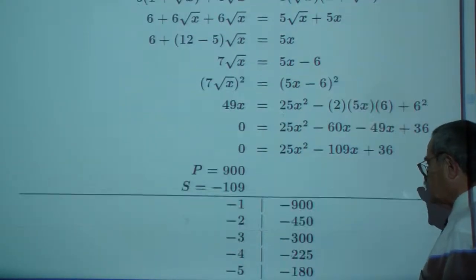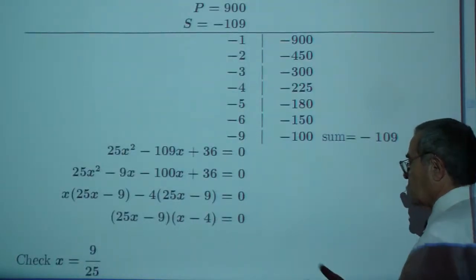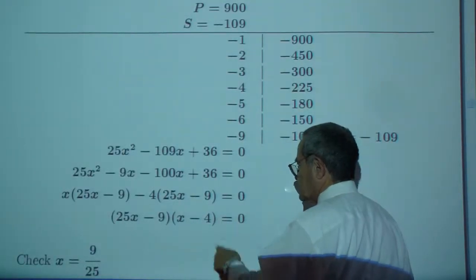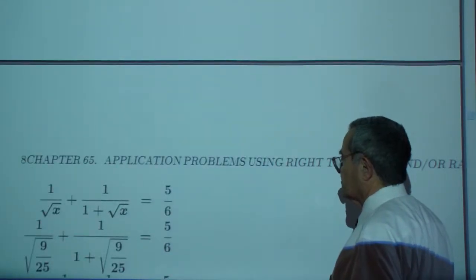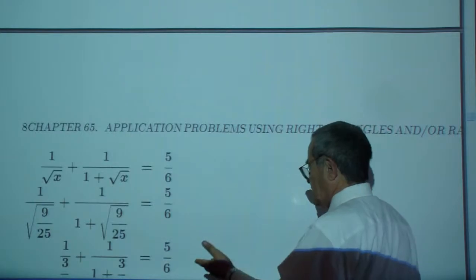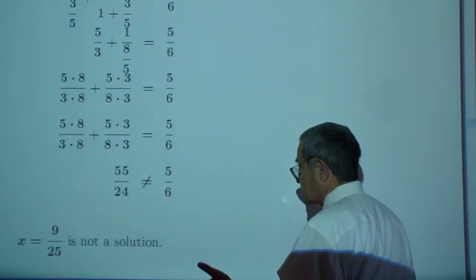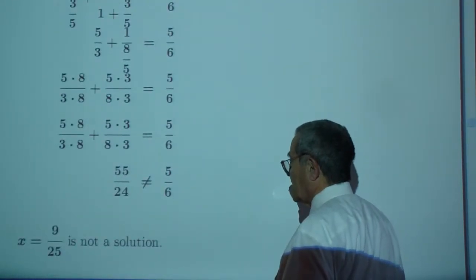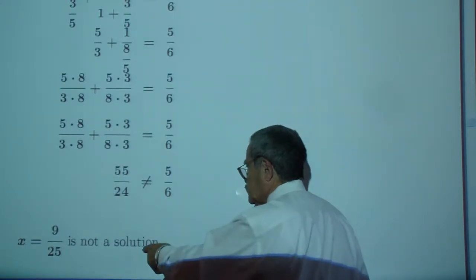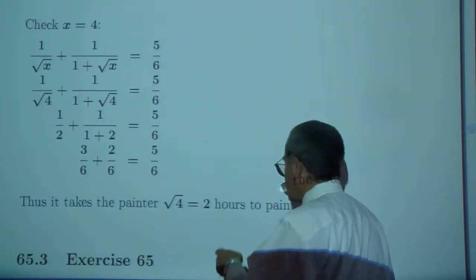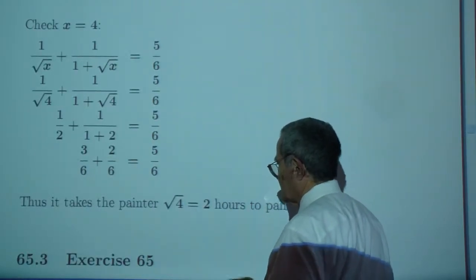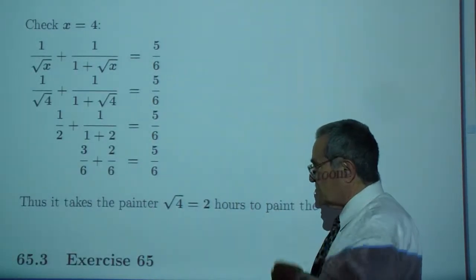I came out with 900. I was still able to factor, so x is 4 and so on. Well, as I said, these numbers are changing. Then we wanted to check, and I guess it checked out. Oh, it did not check out. So this is not a solution. And then when x is 4, that did work out. Okay, I have to go back and redo that exercise.